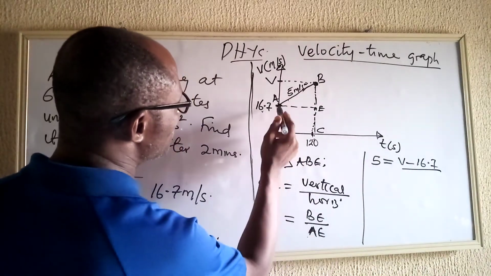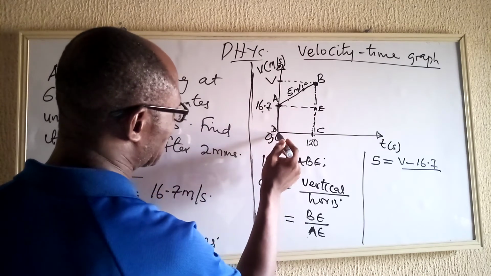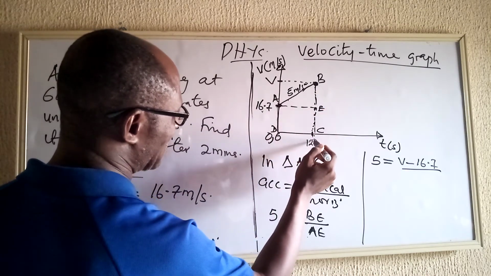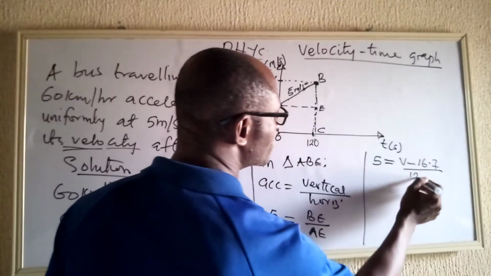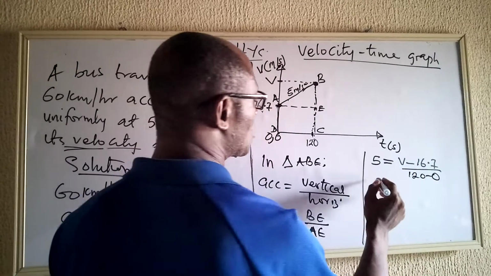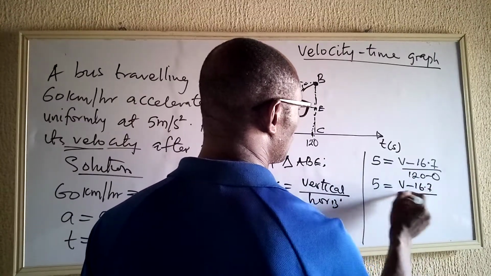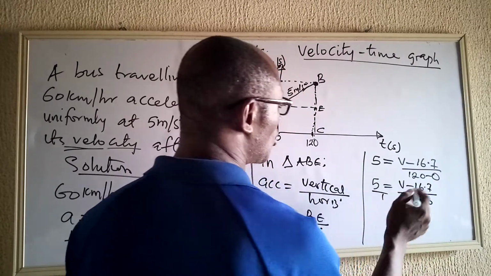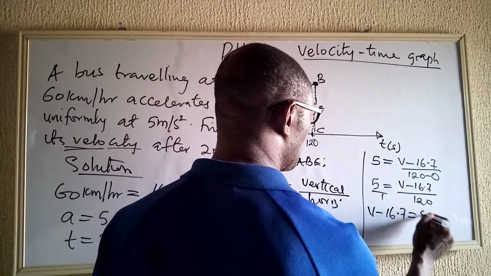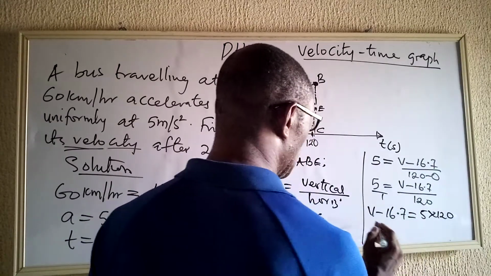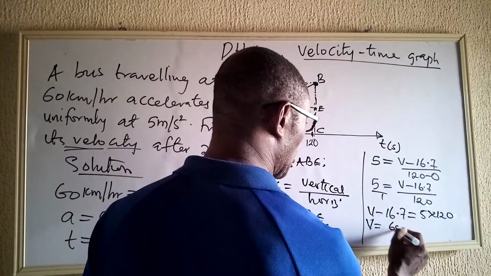That means B to E means the difference between V and 16.7, which will be V minus 16.7, over A to E, which means the difference between A and E. And if you trace A down, that is 0. If you trace E down, that is 120. That means it will be 120 minus 0. Alright, so 5 equals V minus 16.7 over 120. When you cross multiply, V minus 16.7 will be 5 times 120.